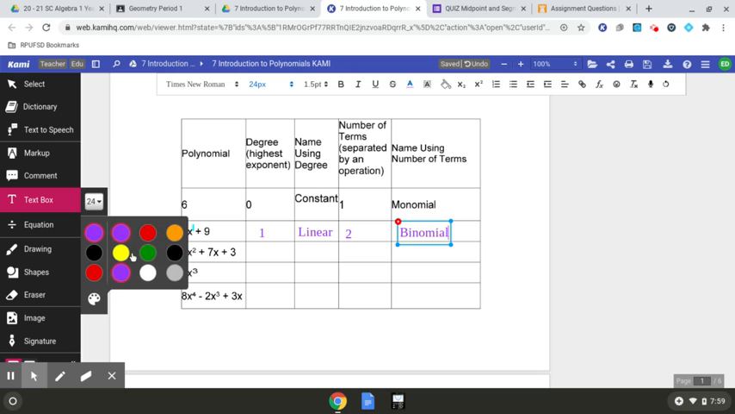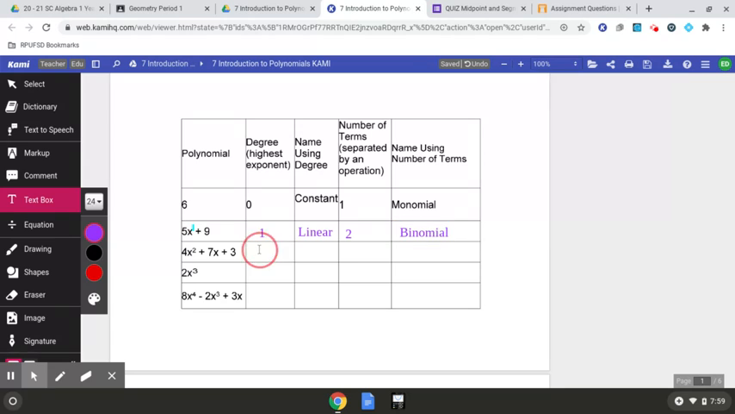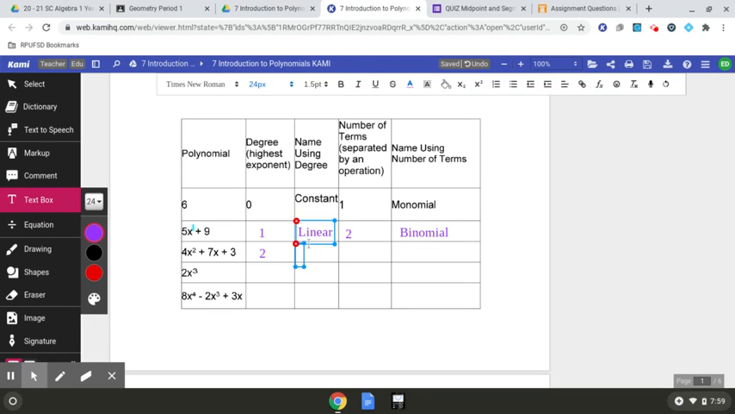Okay, when we look at the next one, our highest exponent in the next one is a 2. So the name that we can give that, and this we're going to learn a lot about this year and next year, is quadratic. Okay, and then when we talk about the number of terms, we have 1, 4x squared, 2, 7x, 3, 3. So there's 3 total terms. And this one would be called a trinomial. Think of a tricycle. It has 3 wheels.